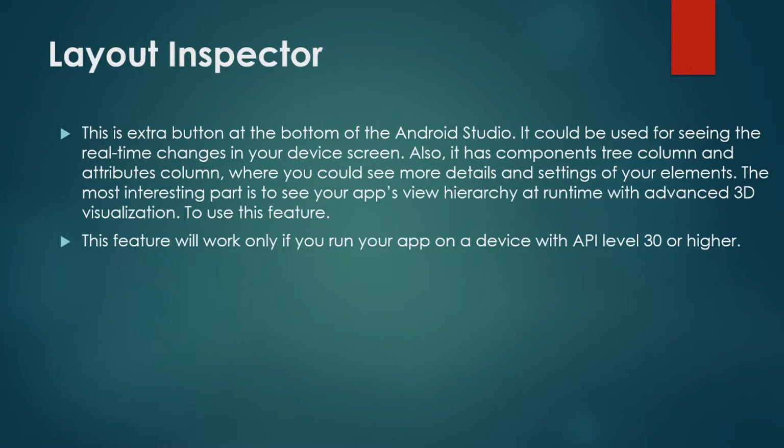Let's get started. The first thing in the update is Layout Inspector. What is Layout Inspector? This is an extra button at the bottom of Android Studio. It can be used for seeing real-time changes in your device screen. Also, it has a components tree and attributes columns, where you can see more details and settings of your elements.